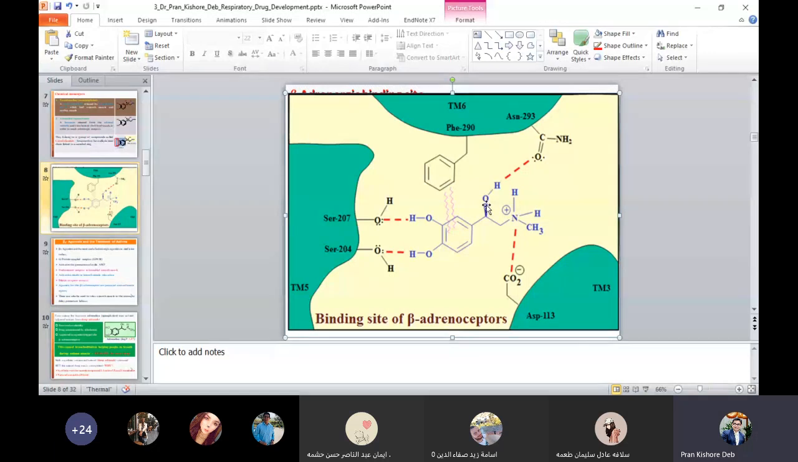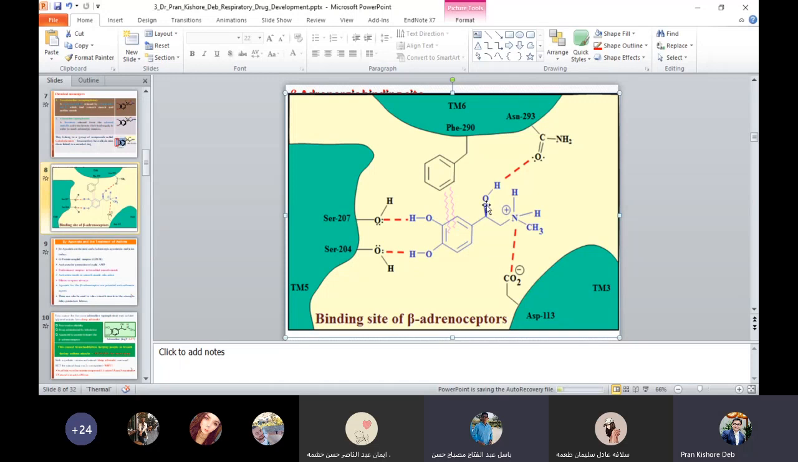Yeah, but in the synthetic version, it was found to be a mixture of both R and S. In case of S, if I ask you a question, why is the S enantiomer of adrenaline less potent? What is the answer? Because the OH, the alcoholic OH, is not above the plane.